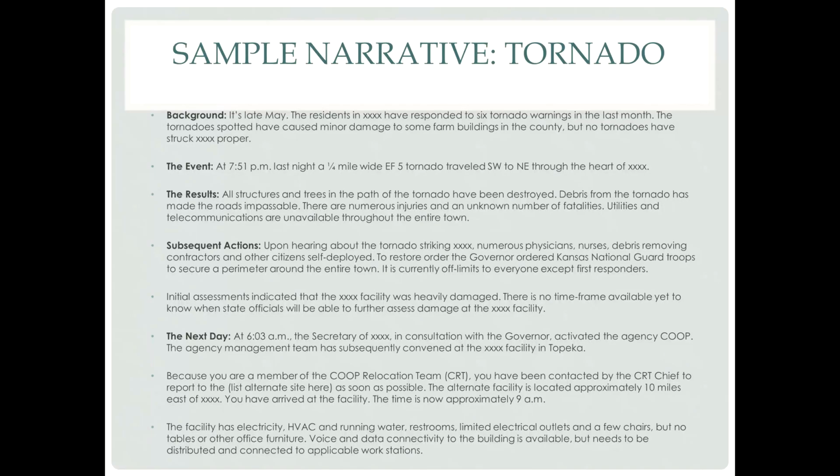So here, this small wording is just an example of a narrative for a tornado, but I'm not going to read it. As you can see, it gives a little background, the date, what's going on. There have been some tornado warnings, etc. The event is that there has been an EF5 tornado that traveled throughout the region, through that community, what the result was, what was damaged, what the resulting issue was. There's debris all over. Any subsequent actions: were there things within your organization or facility that you did?